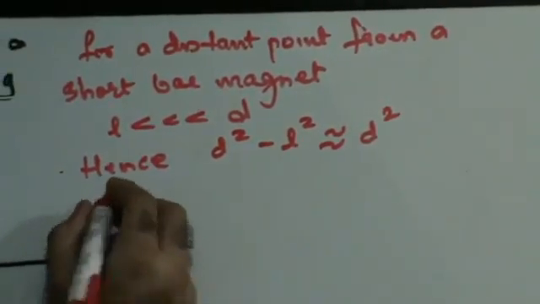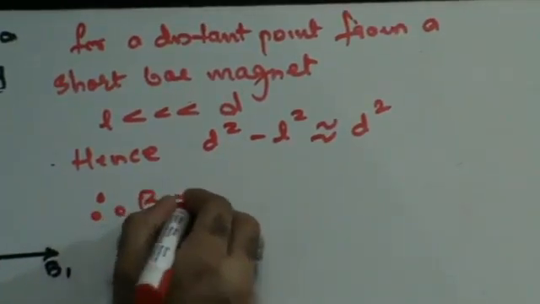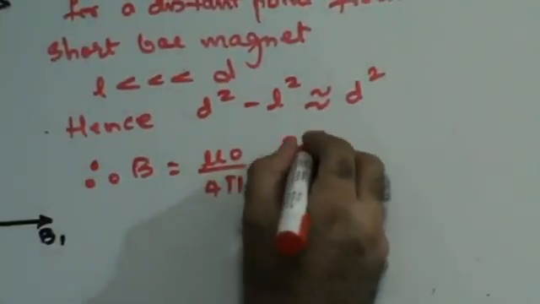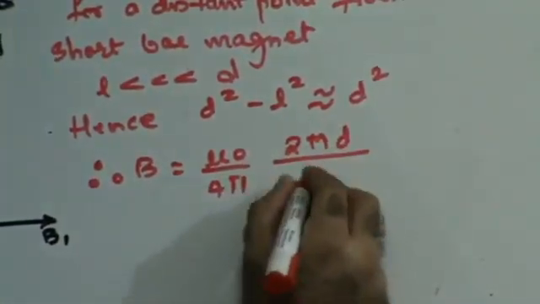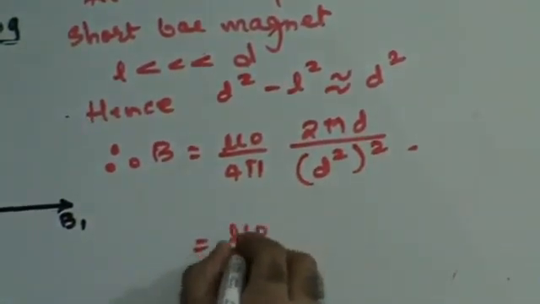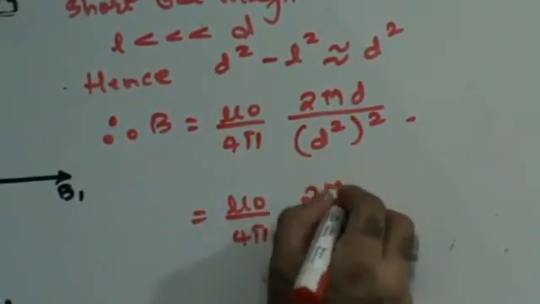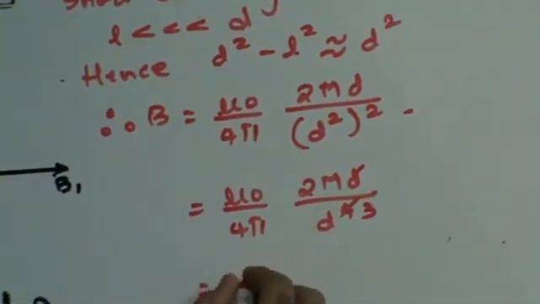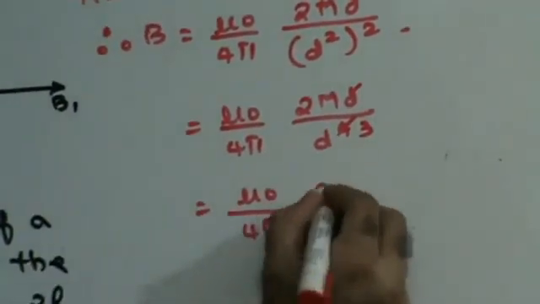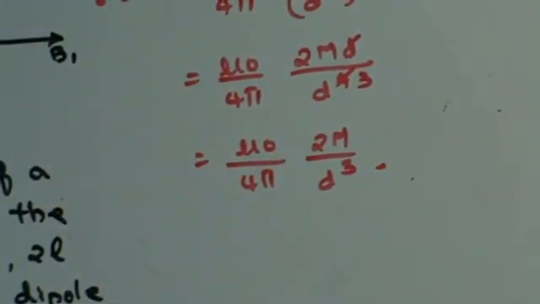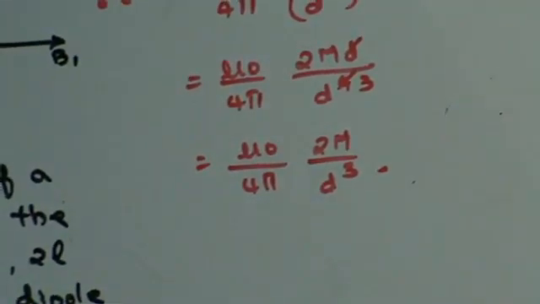Now if I substitute this, I will get B is equal to mu 0 upon 4 pi, 2Md upon d square minus L square, which I write as d square the whole square. So this is mu 0 upon 4 pi, 2Md upon d raised to 4. This d and this d get cancelled, so B is mu 0 upon 4 pi, 2M upon d cube. Do we get this clear? So do we understand the magnetic induction due to a bar magnet at a point along the axis?